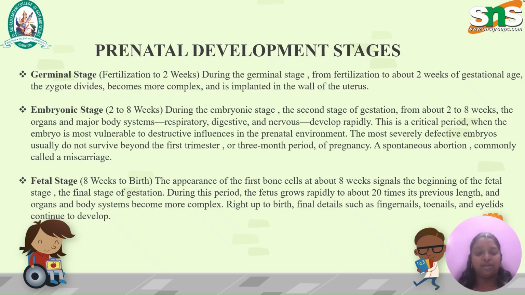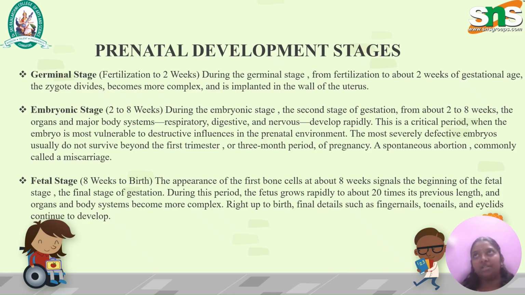Next is the fetal stage. The fetal stage is from 8 weeks to birth. The appearance of the first bone cell at about 8 weeks signals the beginning of the real fetal stage, the final stage of gestation. During this period, the fetus grows rapidly, and the organs and body systems become more complex right up to birth. Final details such as fingernails, toenails, and hair continue to develop.